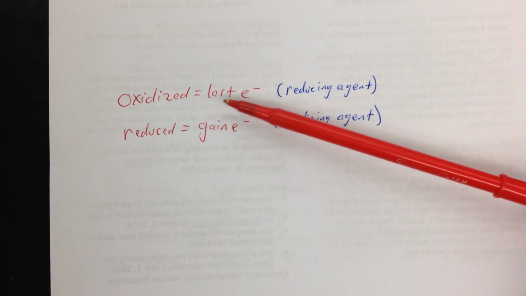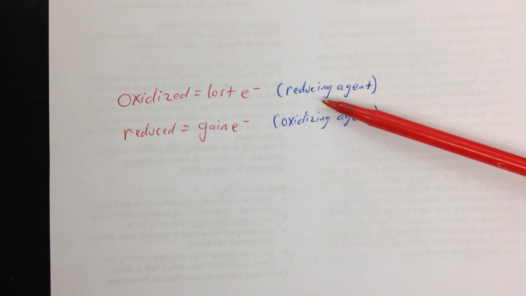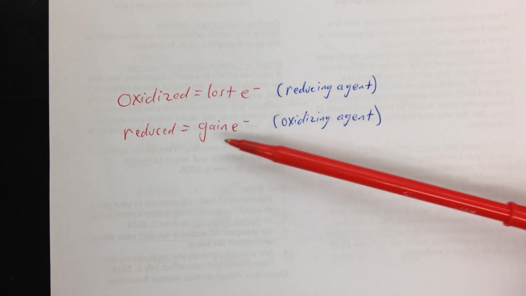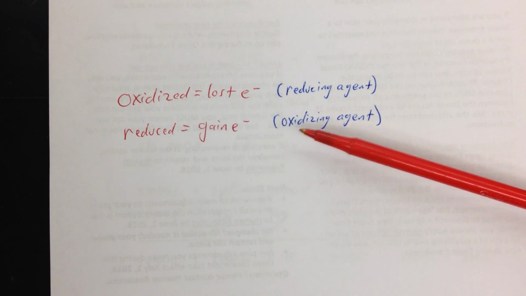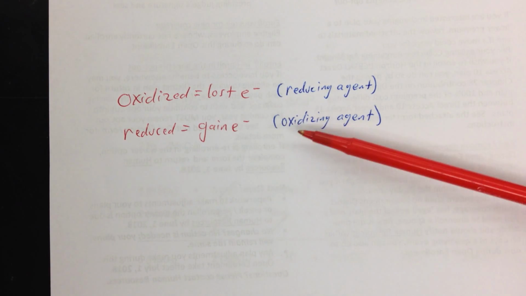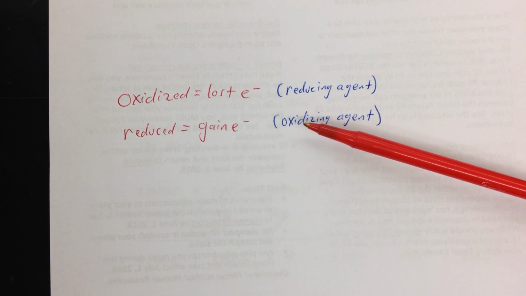So the material that is oxidized is known as the reducing agent, because the thing that is oxidized causes reduction in the other material. The thing that is reduced is the oxidizing agent, because the thing that is reduced causes oxidation in the other material.